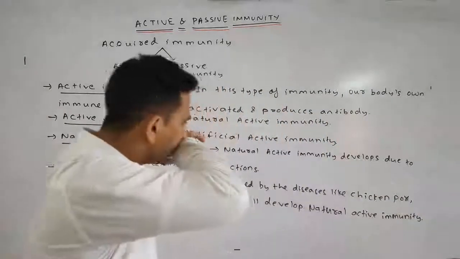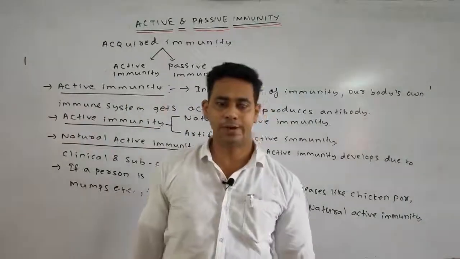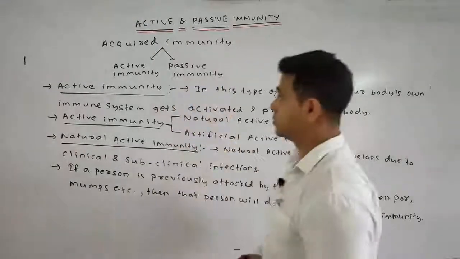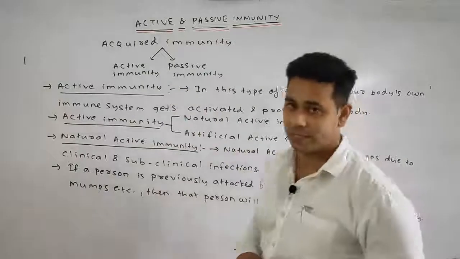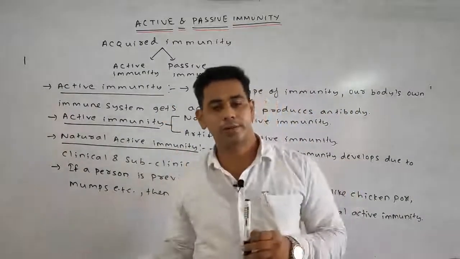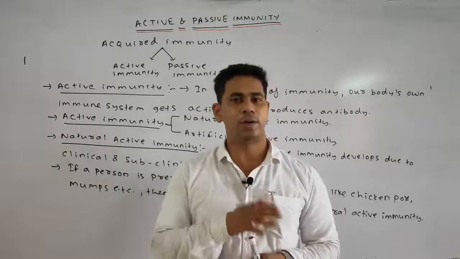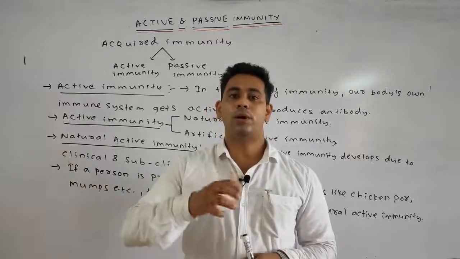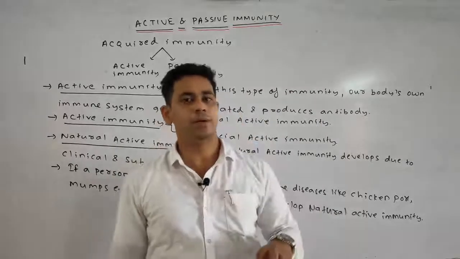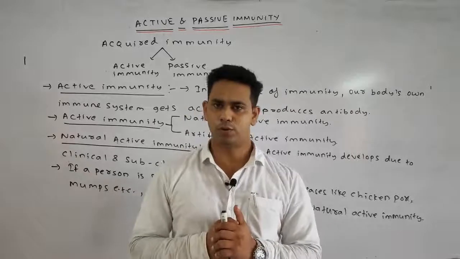Okay, so what we discussed now: acquired immunity is divided into two types, the active immunity and the passive immunity. What is active immunity? Active immunity is the immunity which is developed in our body due to our own immune system. Or we can say it is the type of immunity in which our body's own immune system develops or produces the antibody.